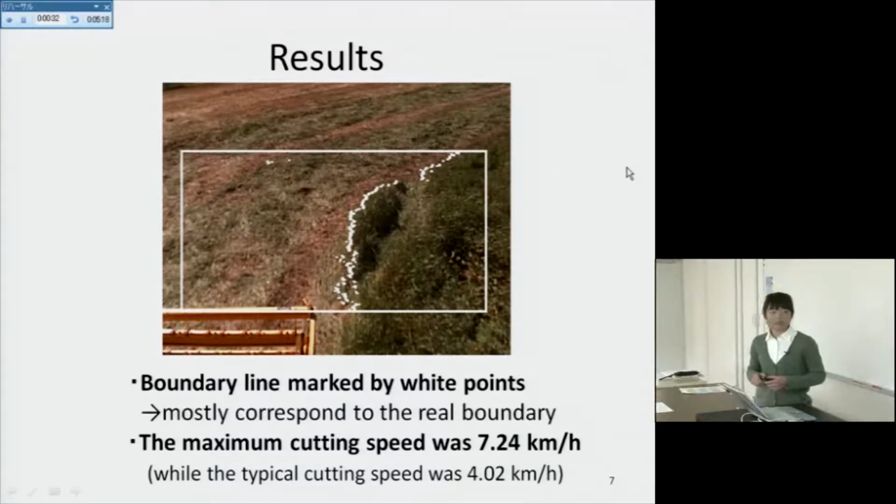And the maximum cutting speed was 7.24 kilometers per hour, while the typical cutting speed was 4.02 kilometers per hour. So, the visual processing system succeeded outdoors.